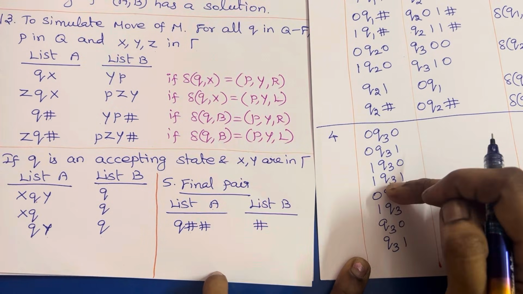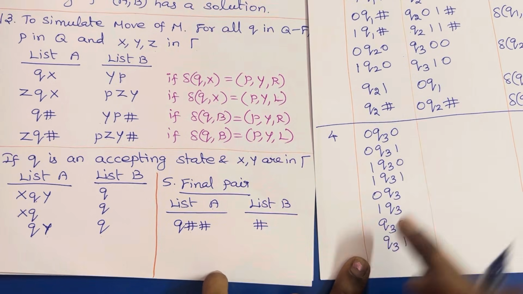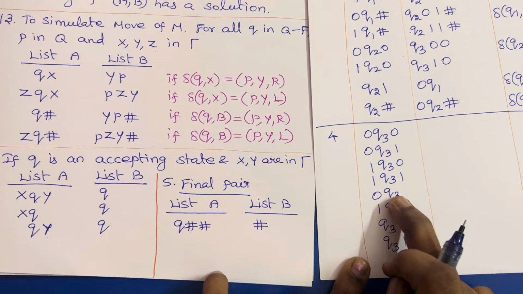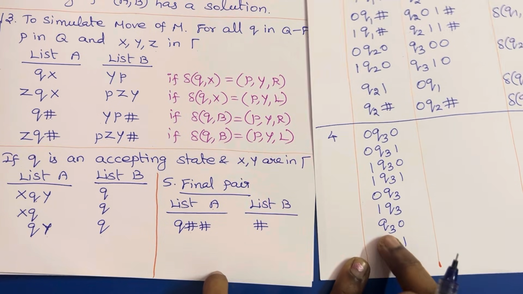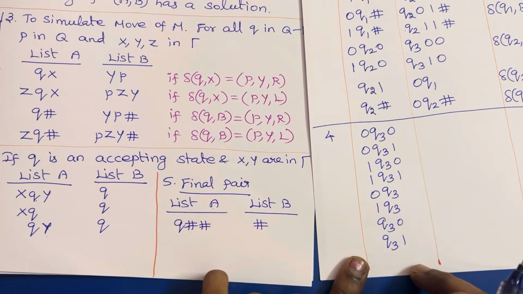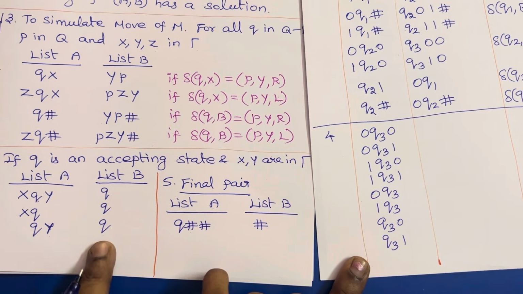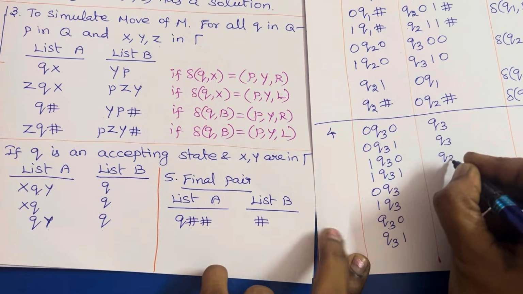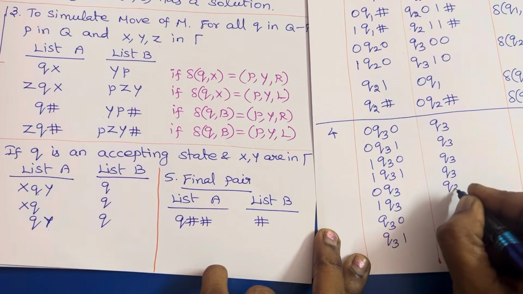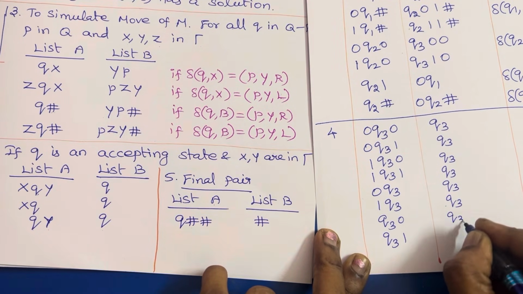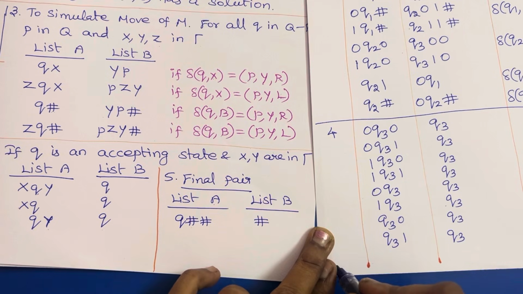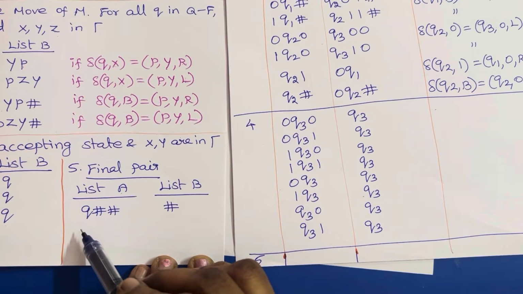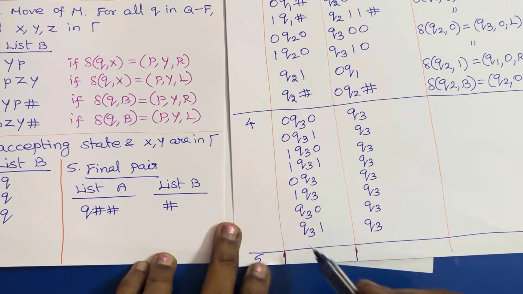Okay, so middle symbol is Q3, preceded and followed by tape symbols. Then tape symbol followed by Q3, so 0 Q3, 1 Q3, then final state followed by tape symbol, so Q3 0, Q3 1. In all the cases in list B we have to attach the final state. So Q3 Q3, we should write it for all. Okay, rule 4 is over, and the final pair is Q hash hash and here hash.